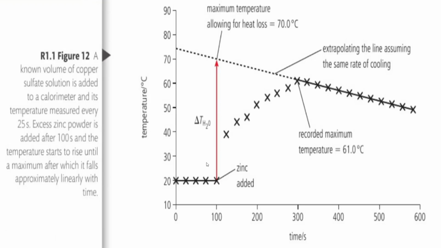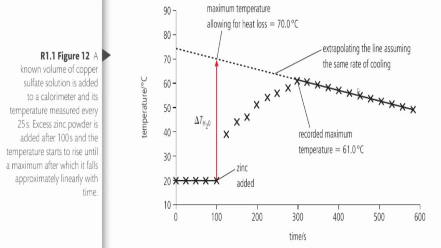So you have a solution, you're going to add zinc to it, and it's going to react with this copper. And our temperature probe is kind of reading this gradual change over time. But we know that's not going to be true, right? Because we have to assume that there's heat loss to the surroundings. And so we're going to take our maximum recorded temperature, right? And we're going to create a graph with everything that follows after it.